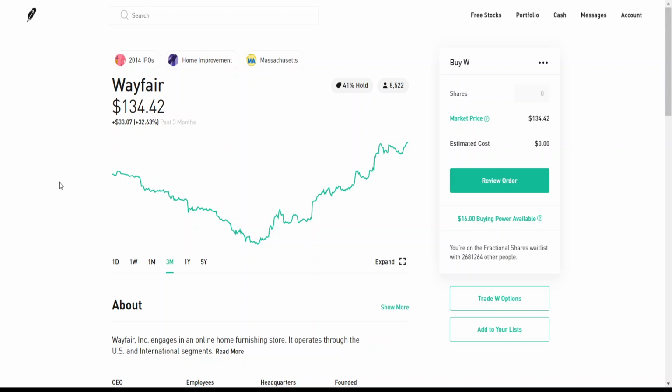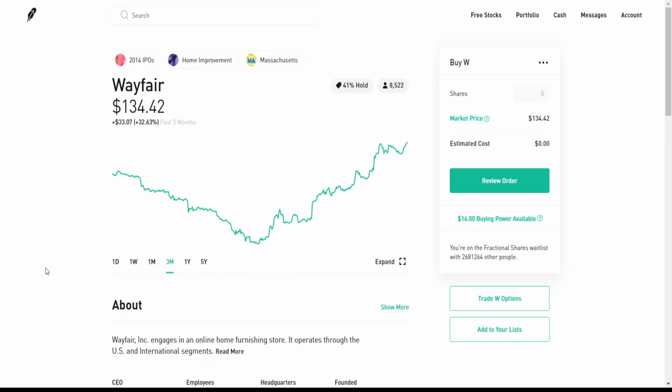Like I said, this earnings run-up has been insane, and a lot of people are expecting them to do really well during these earnings. So if they hit on target, then most likely the market has already priced in the move that Wayfair is going to make as a result of these on-target earnings.